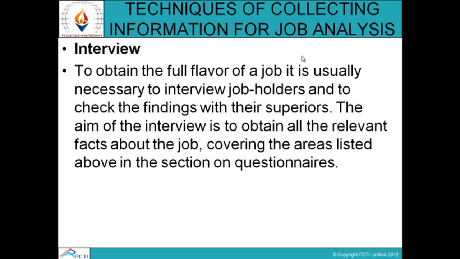Then another is the interview, which is to obtain the full flavor of the job. It is necessary to interview the job holder. In this interview technique, the interview is conducted by the heads, and at the same time the job holder performs accordingly, to check the findings with their superiors. The aim of the interview is to obtain all the relevant facts about the job, covering all the areas under the questionnaire.